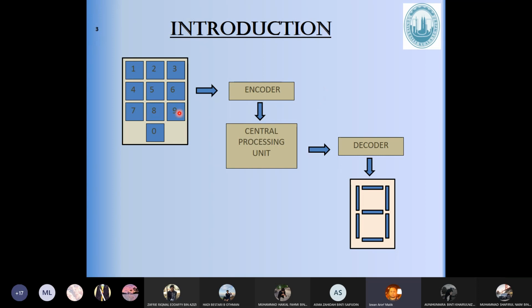So the calculator will translate the input from the keypad that you have entered, okay, and it will be supplied through the encoder. Then from the output of the encoder, it will supply the output to the CPU. Means that is where the process of the calculator happens. Penambahan, penolakan, tangent or anything, semua dekat situ.